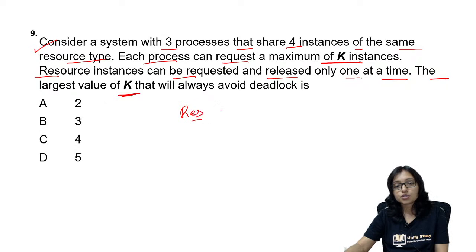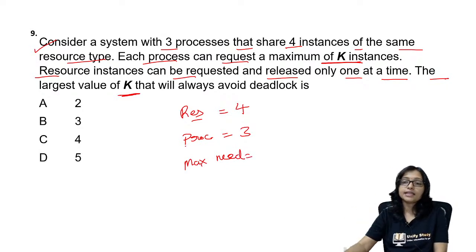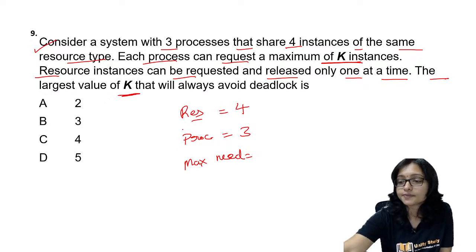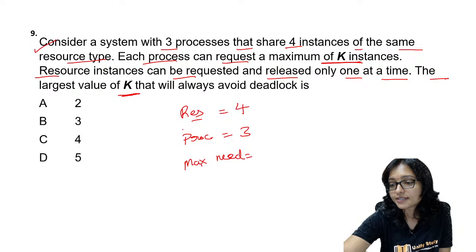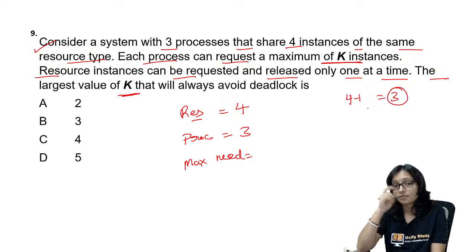Total number of resources is given as 4 and total number of processes is given as 3. Now they asked what will be the maximum need. Do it. You can do it, right? I hope you all can do it. So what is the answer? Yes, definitely. Here also I will do the same. In my hand I require 1 extra, so that extra I will keep in mind.